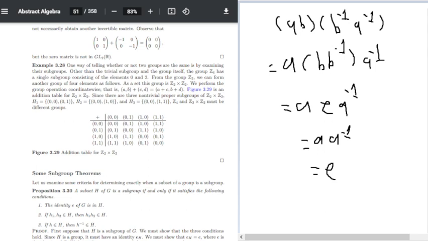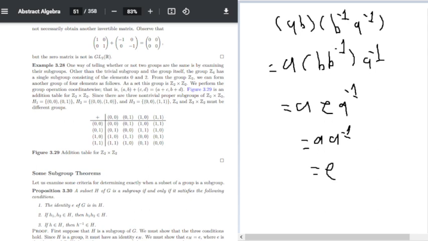Since there are three non-trivial proper subgroups of Z2 times Z2, with our subgroups being H1 being (0, 0), (0, 1), H2 being (0, 0), (1, 0), and H3 equals (0, 0), (1, 1), Z4 and Z2 times Z2 must be different groups.